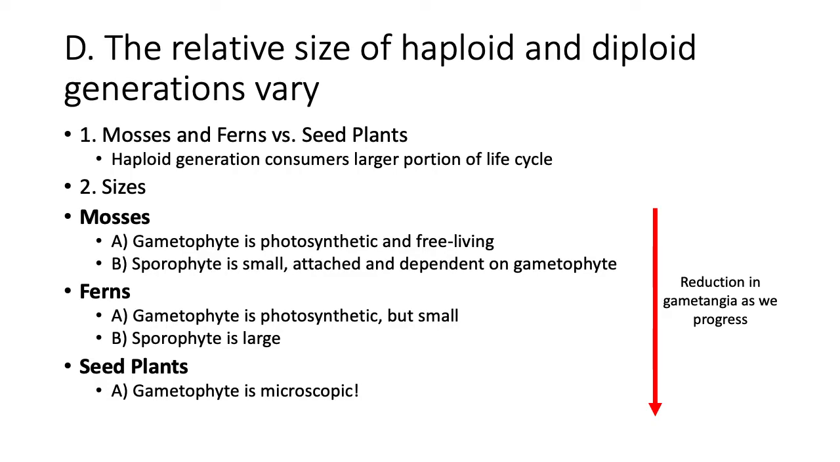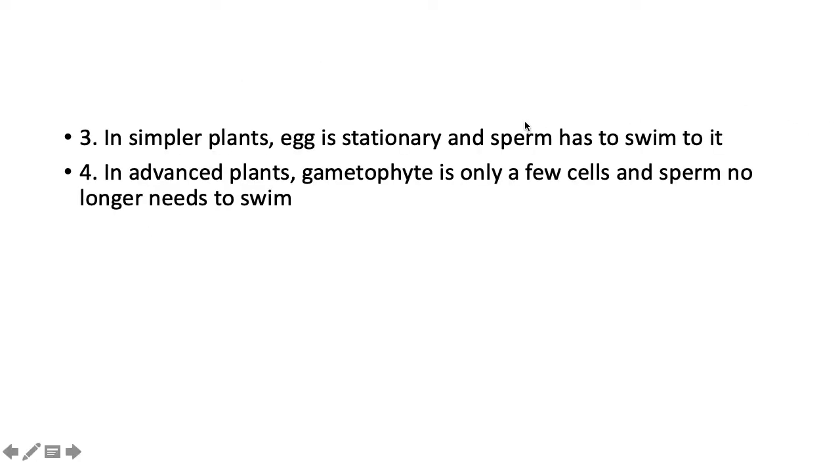Last slide for the section. Some other things. In our simpler plants, like the mosses, the egg is stationary, and the sperm has to swim to it. But then tomorrow when we get to our seed plants, you're going to see that the gametophyte is only made up of a few cells, it's microscopic, and sperm no longer need to swim. So we're going to throw in some other mechanisms for the sperm to get to the egg, the archegonium.